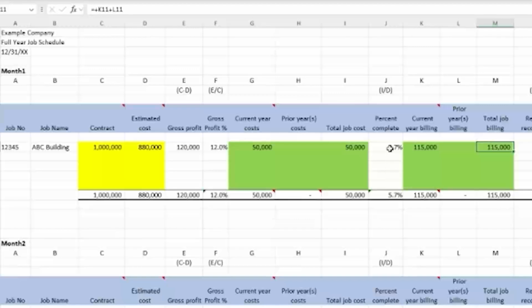As a percent complete, we're now about 6% complete, which is simply the 50,000 divided by the estimated cost. So we get to recognize that proportion or portion of the estimated cost complete. That means we get to pick up 5.7% of this gross margin. So what does that mean?